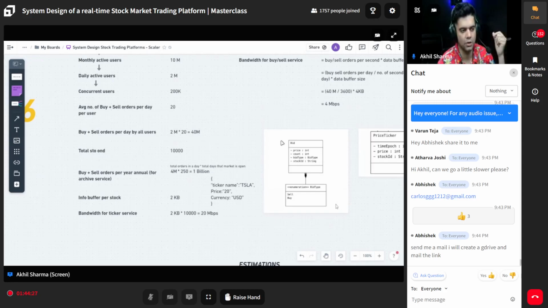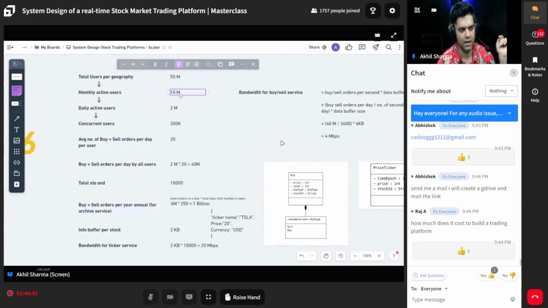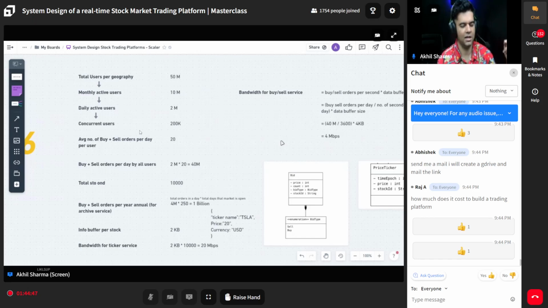You always want to clarify all these numbers with the interviewer. So for example, in my case, I'm assuming that the total number of users will be 50 million in any geography, right? Any geography means any country. And the monthly active users from these 50 million will be 10 million. And daily active users from these 10 million will be 2 million. And concurrent users, basically people who are active right now, are 200,000.